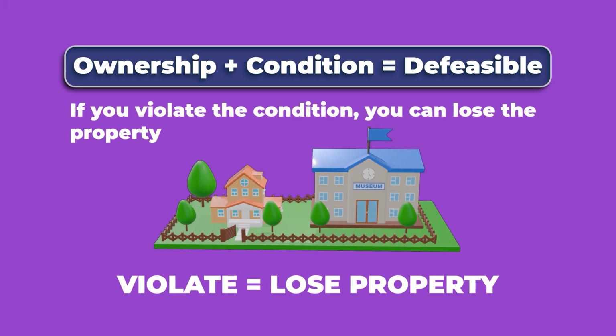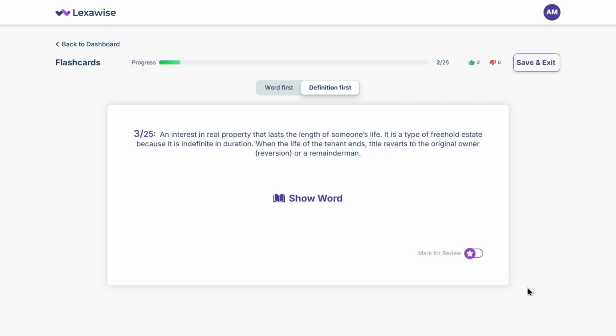This term always slipped my mind when I was studying. Let me help you remember it. An interest in real property that lasts the length of someone's life. It is a type of freehold estate because it is indefinite in duration. When the life of the tenant ends, title reverts to the original owner or a remainder man. Think it through. What's this estate called?